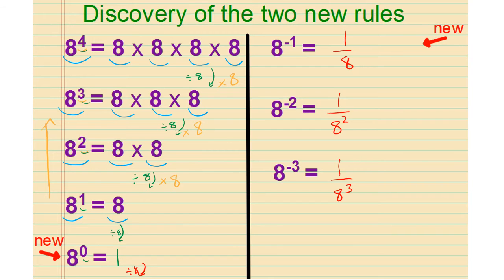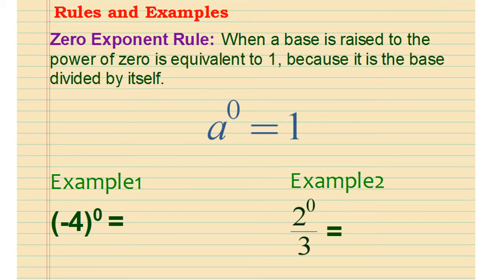Now let's look at some of the properties. Here's our first rule, the zero exponent rule. When a base is raised to the power of 0, then it's equivalent to 1. It doesn't matter what the base is, any base to the 0th power is going to be equal to 1.